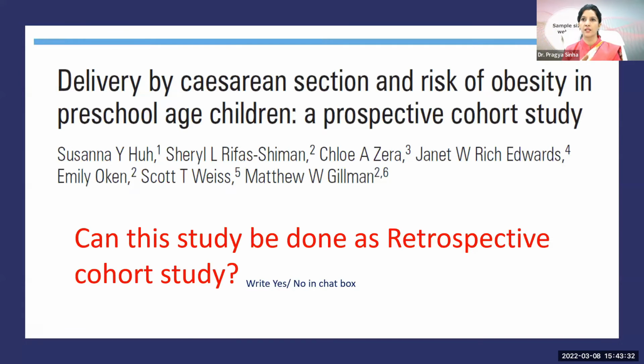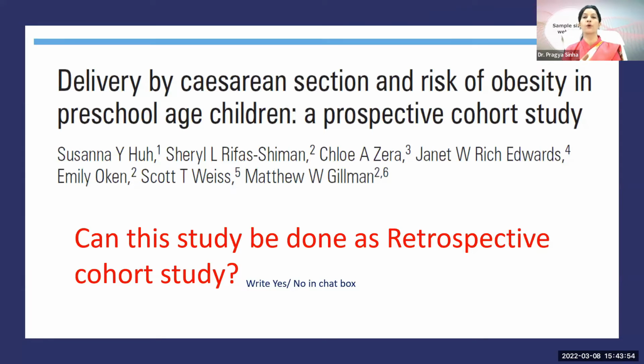And Diksha is writing, we can take the birth weight and childhood obesity. Yes, you can do that also. You can take the birth weight and childhood obesity. And okay, so hospital records, taking the C-section females and seeing the childhood obesity. Yes, that can also be done.